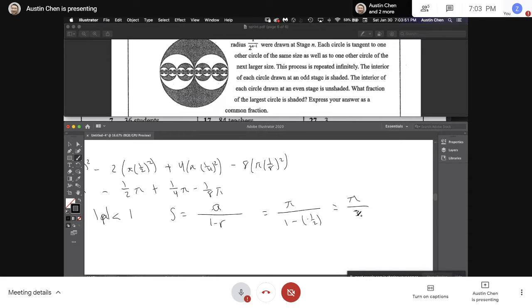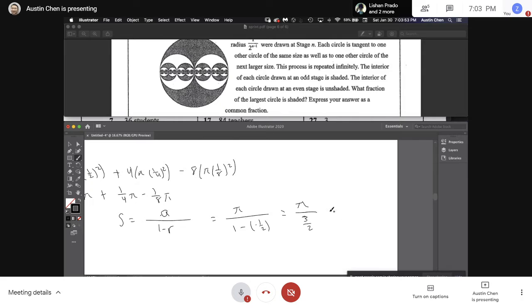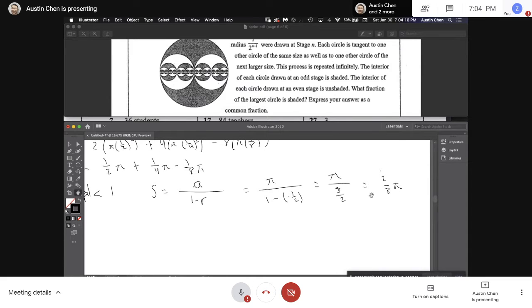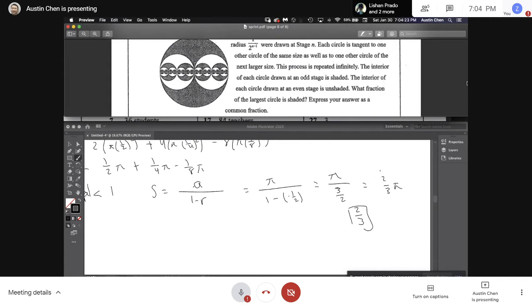Okay. So this equates to pi over 3/2, which equals 2/3 pi. Okay, so then we get that our shaded area is 2/3 pi, and we want this to be the ratio of the area of the largest circle, and the area of the largest circle is just pi. So then our ratio is just 2/3. That should be your answer. Yeah, that's your answer.